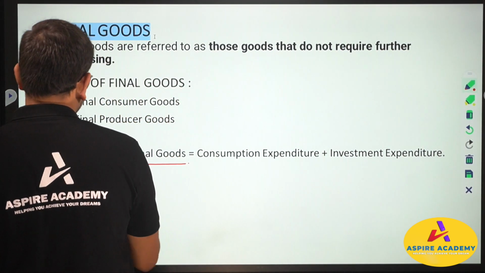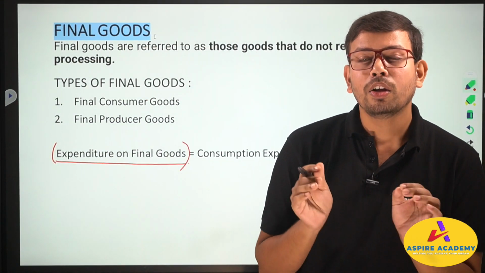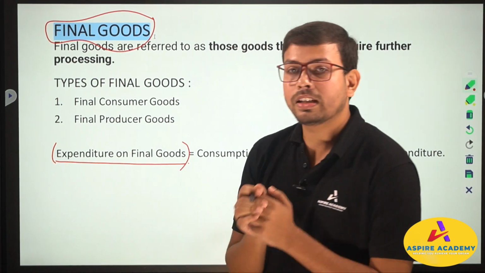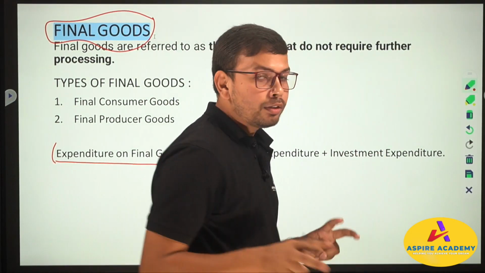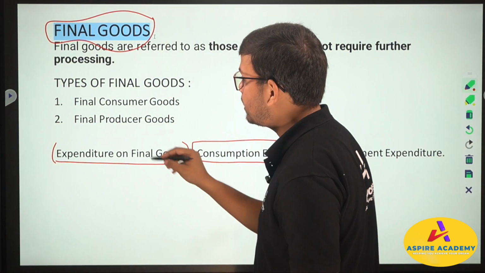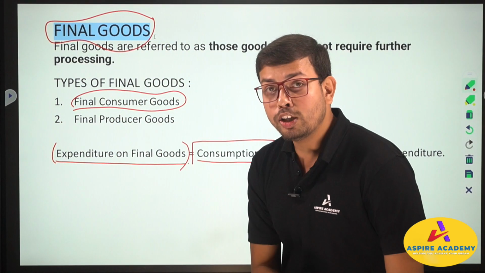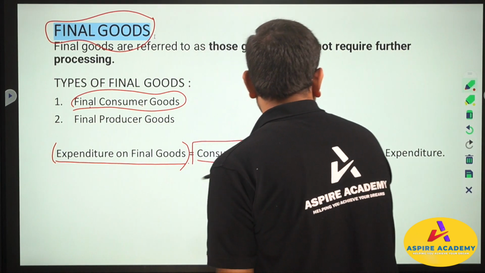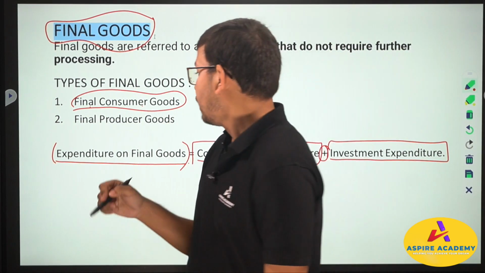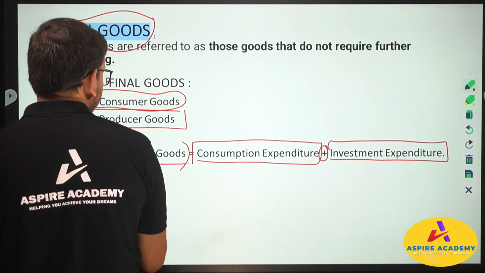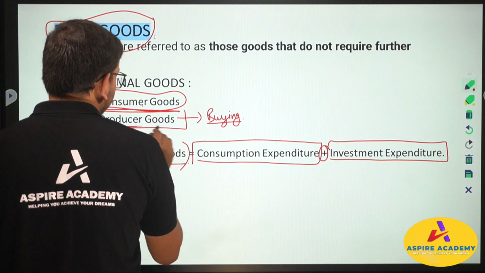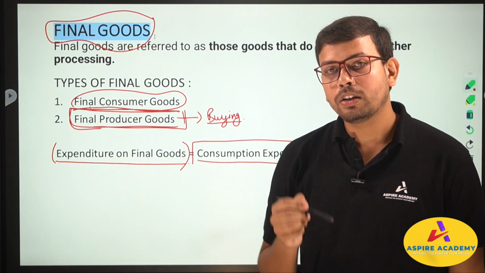Before moving to the next type of good, we should know that whenever we say expenditure on final goods, that means the total expenditure that we have incurred on final goods. How do we calculate this? Expenditure on final goods is calculated by adding two different expenditures. The first one is the consumption expenditure, which refers to the expenditure incurred by the consumer in order to consume the final consumer goods. The investment expenditure is the expenditure incurred by the producer or the entrepreneur in the process of buying the final producer good with a view to producing more goods and services.